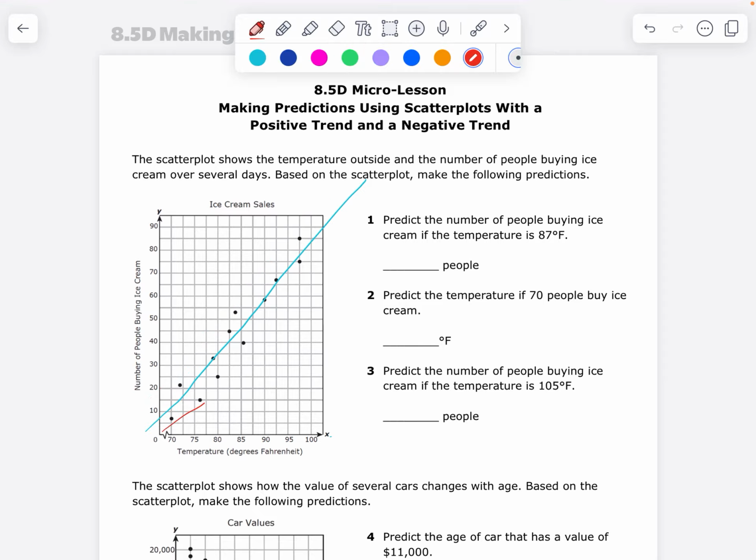So let's say I draw it here. It also doesn't go through any of the points. So that is also not a good trend line. Also, your trend line does not have to go through the origin. It doesn't have to start at 0, 0. It goes based on where your points are at.